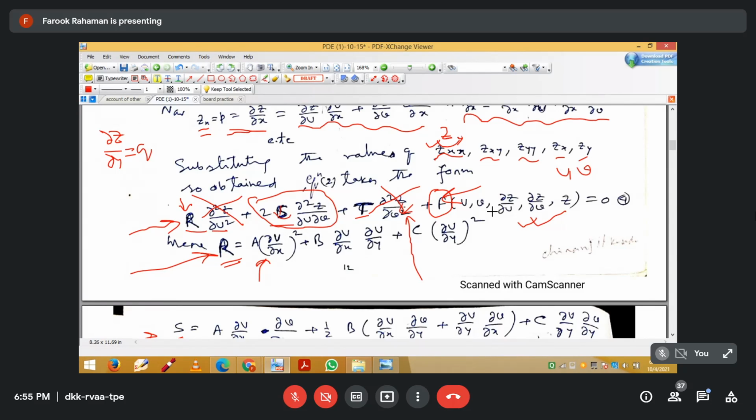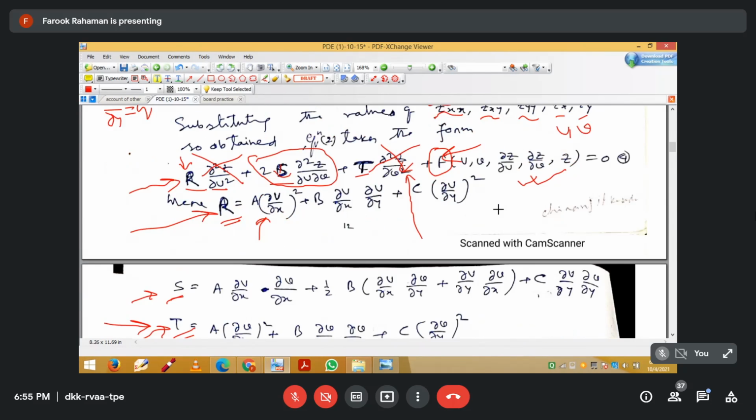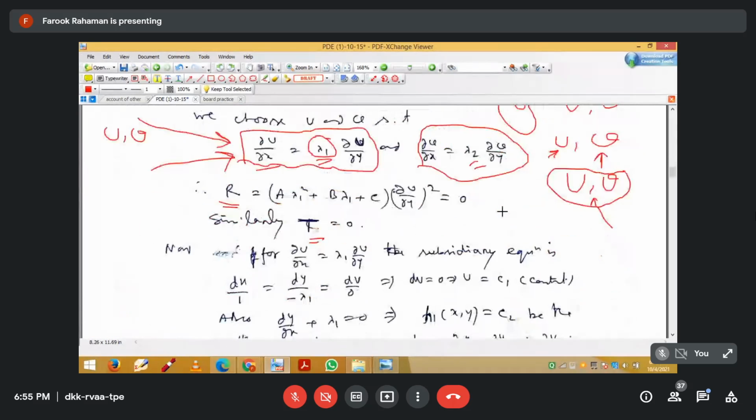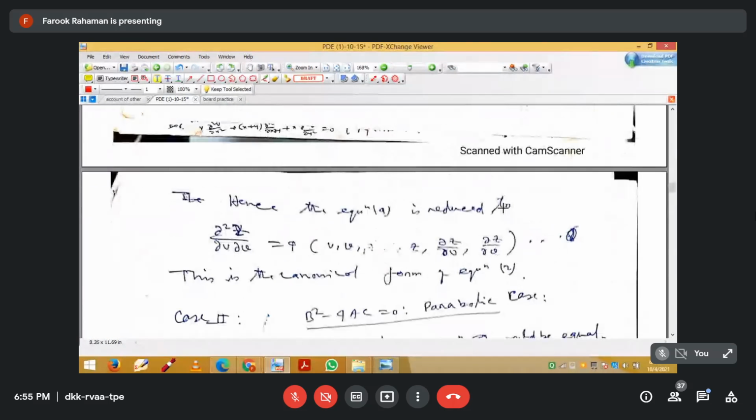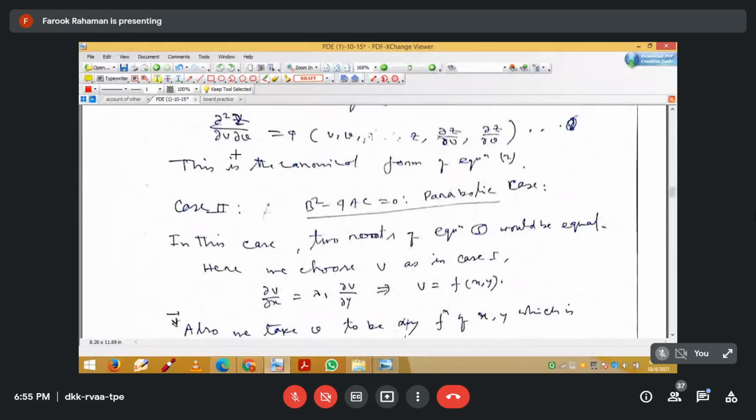I will definitely provide some examples also. Now look at the second one. One can see that the transformed form is very simple. This is a simple form. This is known as canonical form.